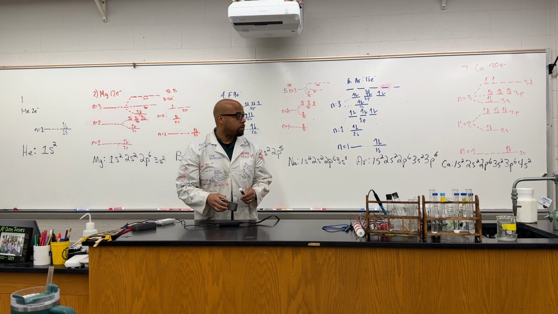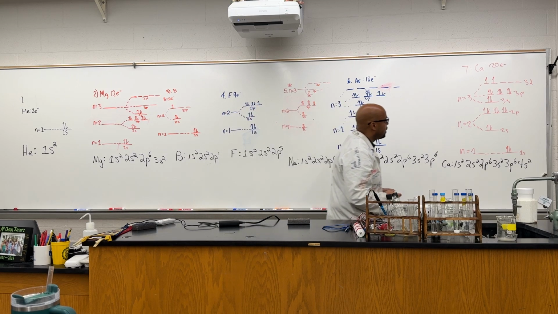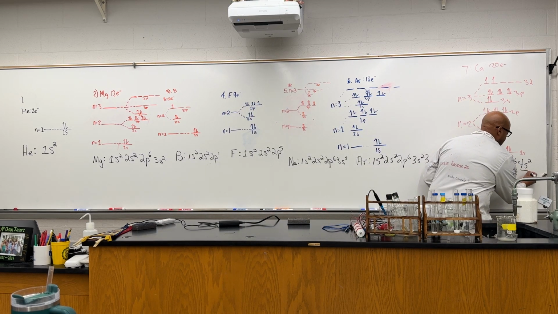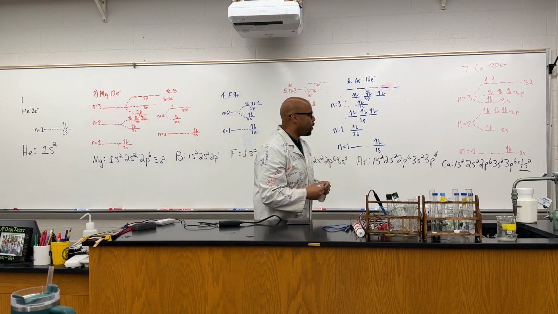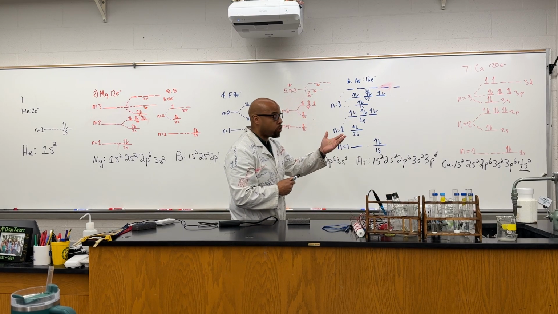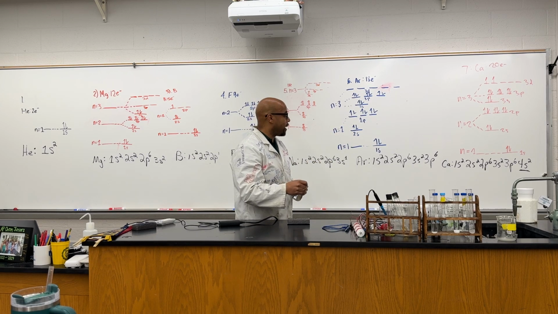Wait, what? 3d6? Or 3d2? Why is it not 3d? Oh, you're right. It's 4s2. Wait, no. Now, the question you're asking is, wait a second, Mr. Hurlston, what are you talking about? It's 4s2. It's clearly, according to the orbital diagram, the next sublevel that the electron should actually go in is going to be the 3d.